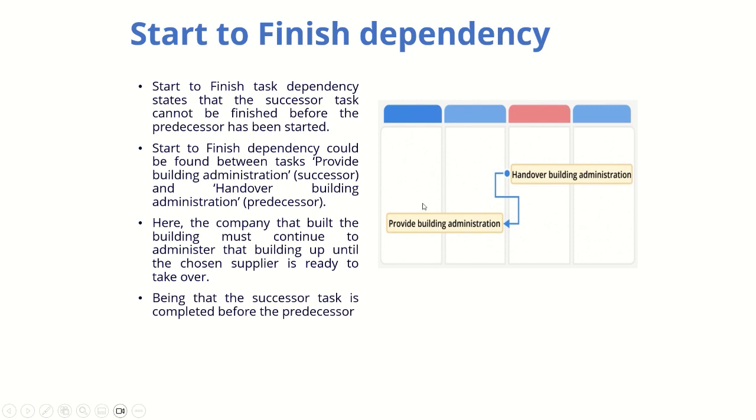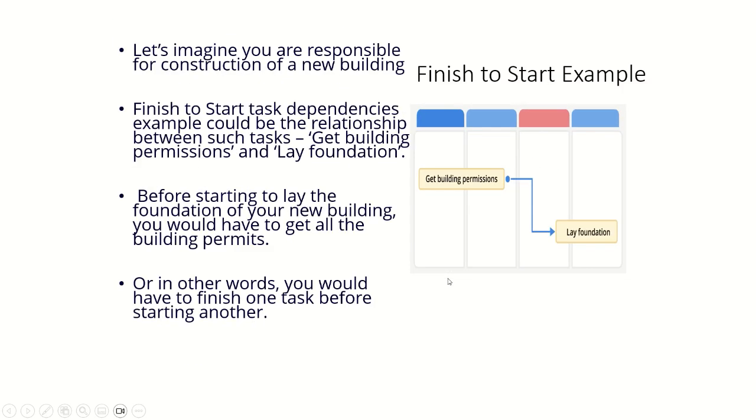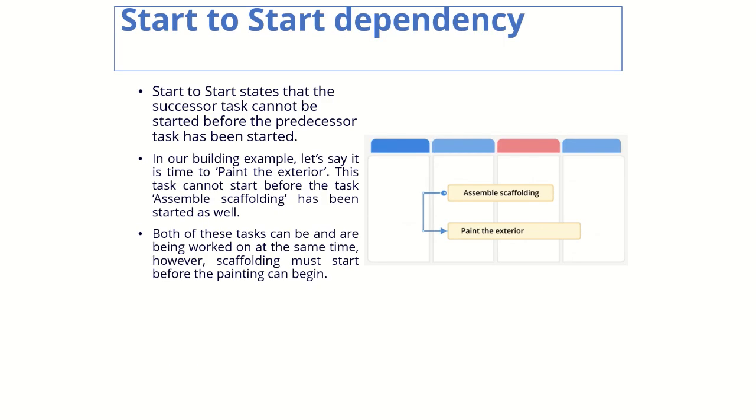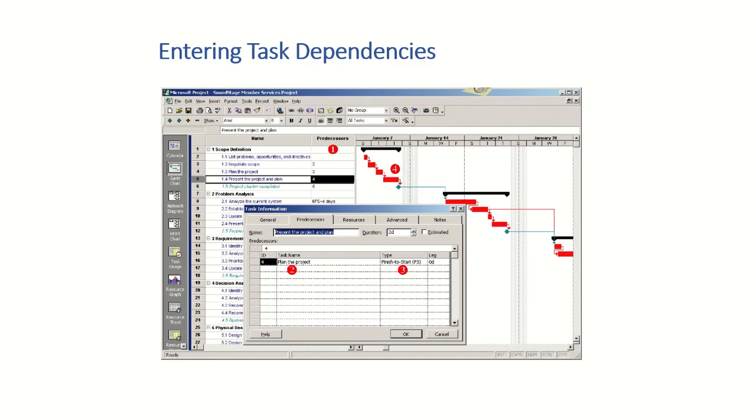Okay, so the start to finish dependency states that the successor task cannot be finished. So you might have finished, okay, but you have to wait till this handover happens. So you have to hand over and then only you can say that your successor is actually finished. Okay, so this is a complex one, but just understand this is start to finish. So today we have seen the different types of dependencies. One is finish to start dependency, finish to finish dependency, then start to start dependency, and start to finish dependency.